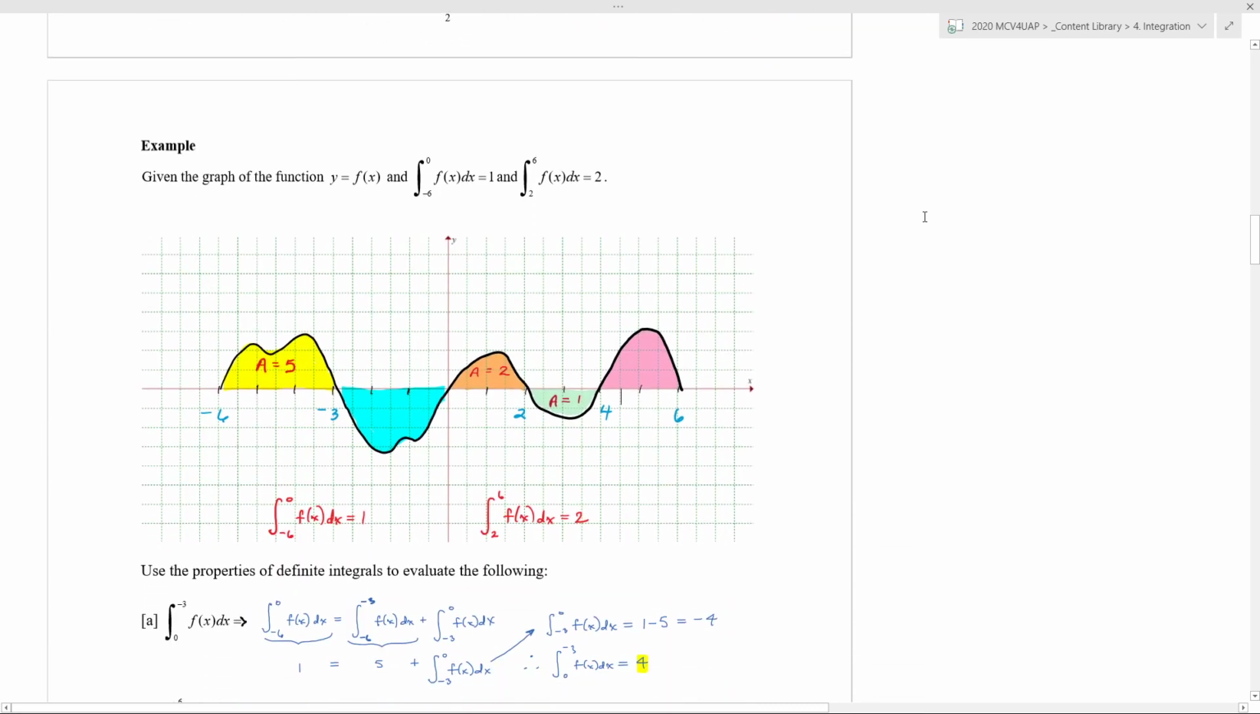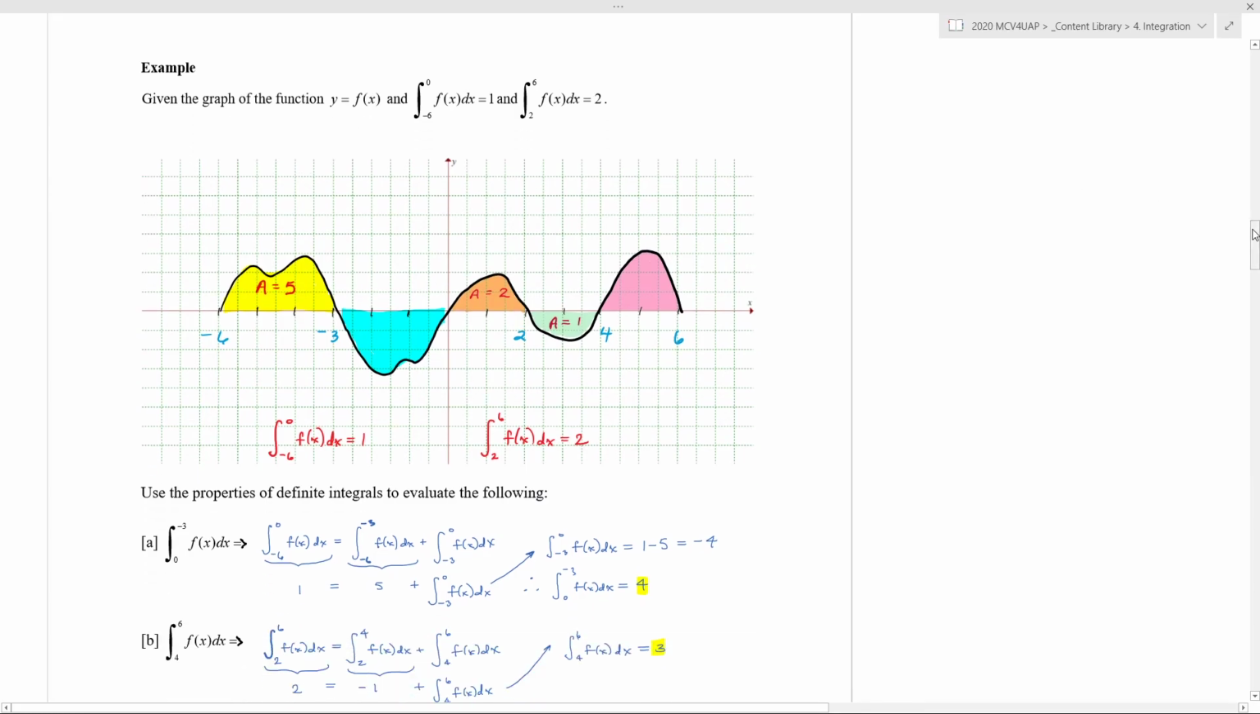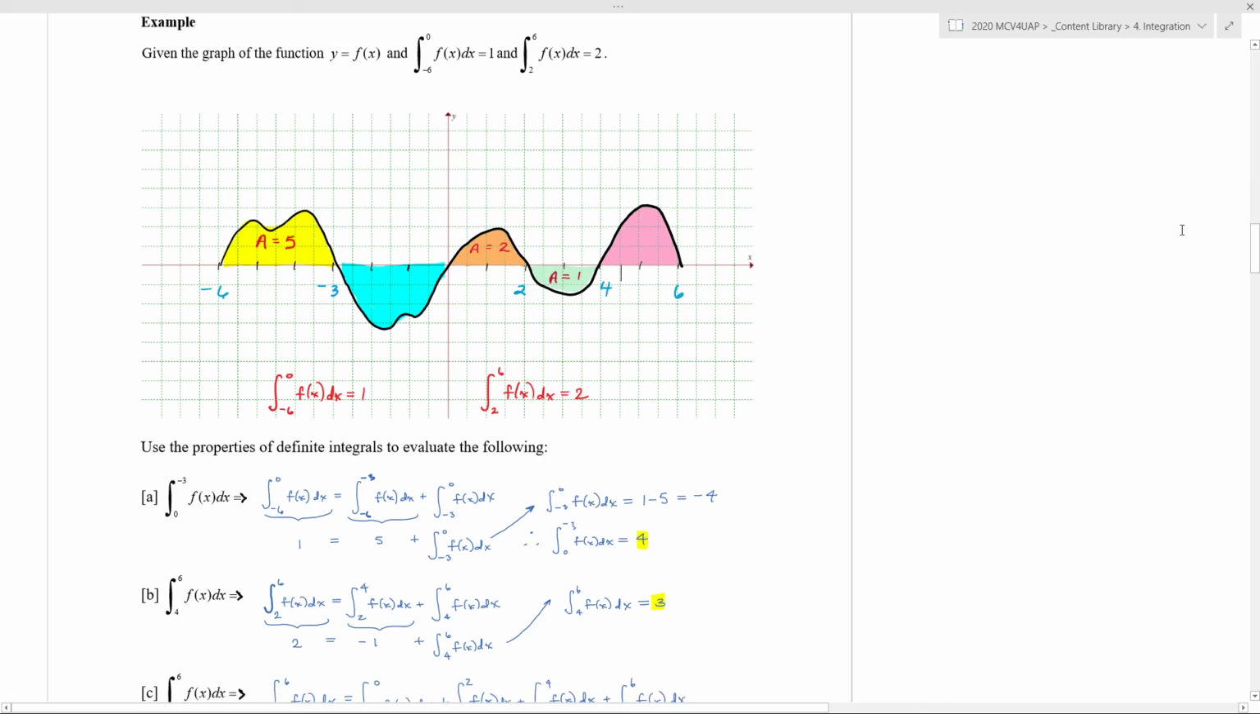Okay, so how do we use these things? All these examples today are pretty much taken from past AP exams or practice exams. The first one here, you're given the graph of f of x. I've drawn a graph of f of x there. It's the black line. And you're told that the definite integral from -6 to 0 is 1, and the integral from 2 to 6 of that function is 2.